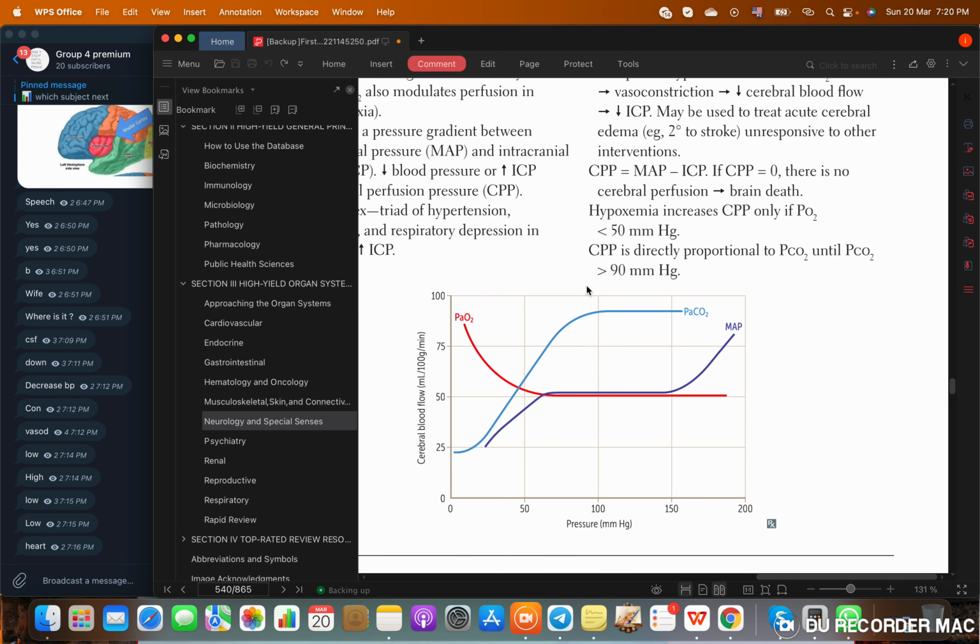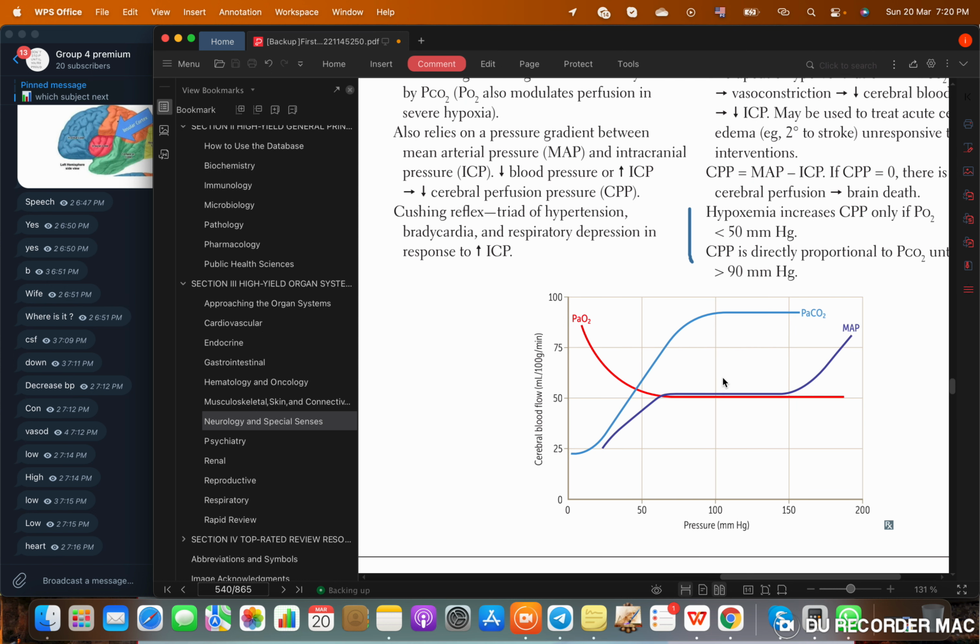Okay, so let's look at the graph and add these points onto it. You can see here the cerebral blood flow and the pressure. Let's notice what happens. Now we speak first of all about the PaCO2. The higher your PaCO2, the higher your cerebral blood flow. We agreed on that. That's why the graph looks like this. The higher the amount of PCO2 in the blood, the more the cerebral blood flow.